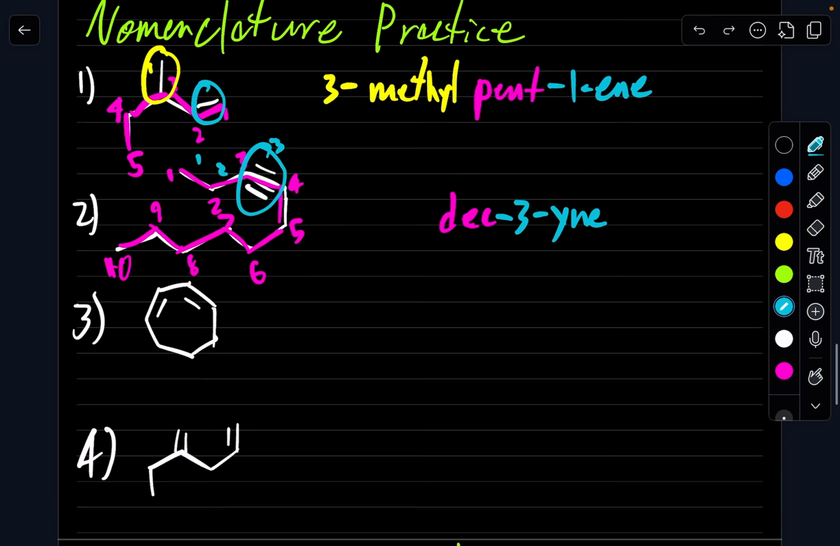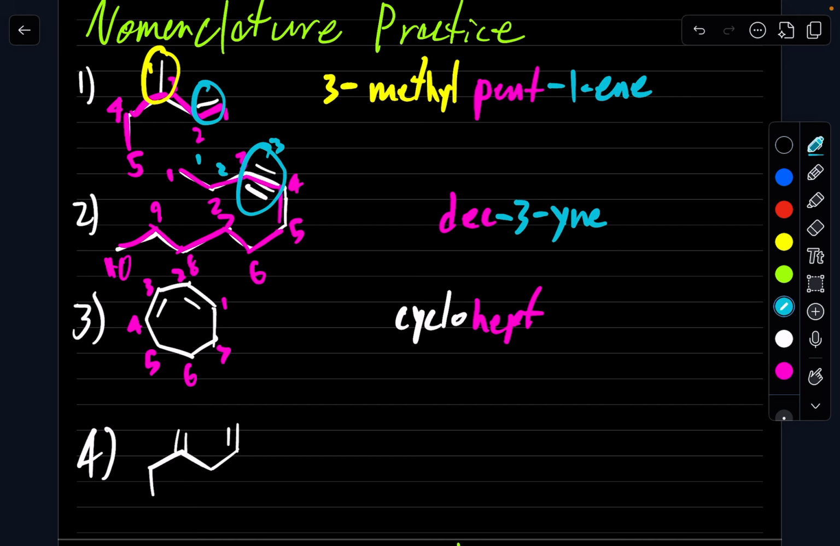Okay, number 3 looks a little different because it's in this cyclic or ring form. And when you see stuff like this, you should basically start out with cyclo. Cyclo is going to be a part of the main chain. So let's count the atoms. 1, 2, 3, 4, 5, 6, 7. So that's going to be cyclohept.